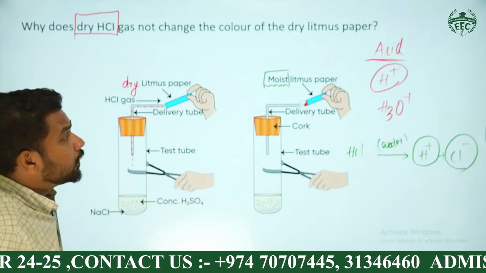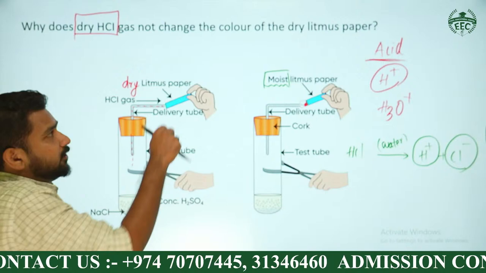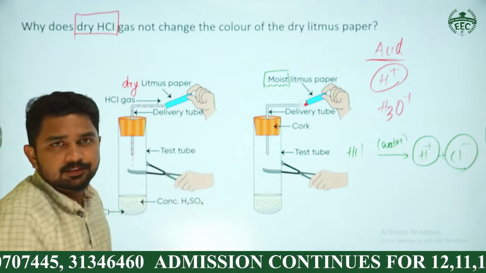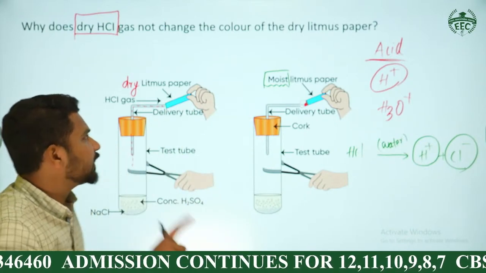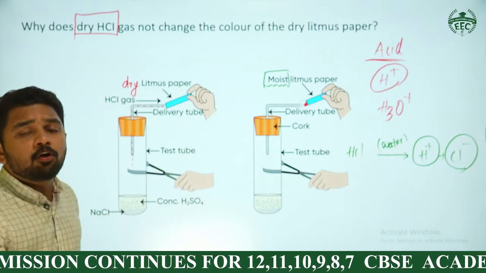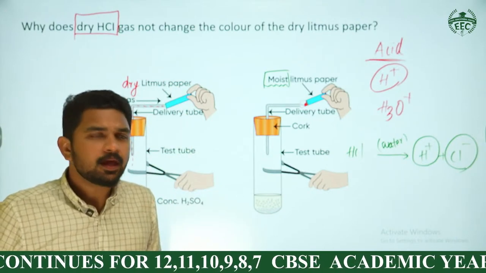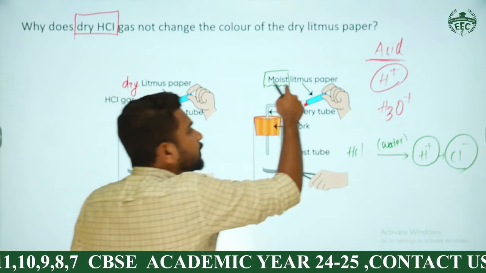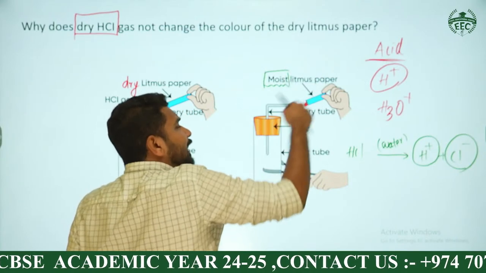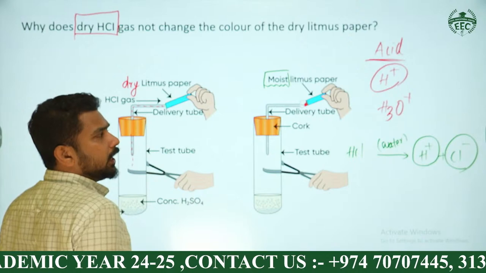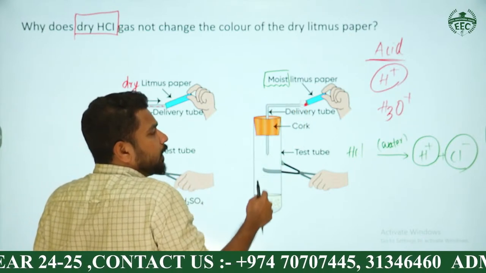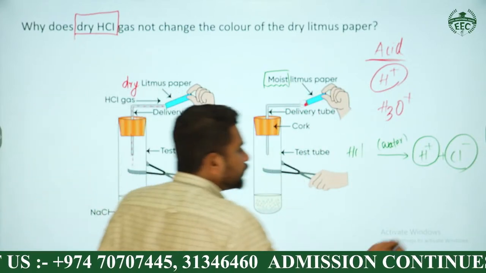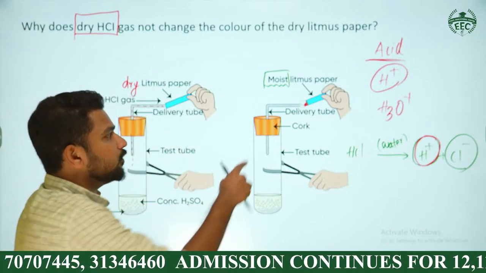If it is dry HCl and dry litmus paper, HCl will not dissociate to form H plus ions. Only H plus ions can change the color of litmus paper. So if it is dry, there will be no H plus ions, and there will be no color change. And if the litmus paper is moist or wet, there is some water in the litmus paper. In the presence of this water, the HCl will dissociate to form H plus ions, and these H plus ions will bring the color change.